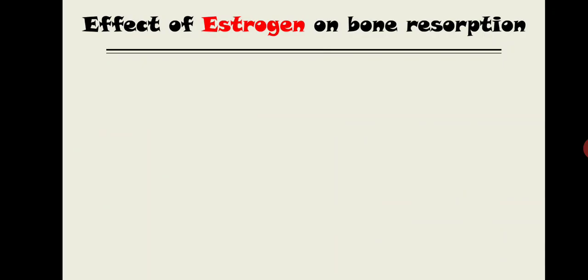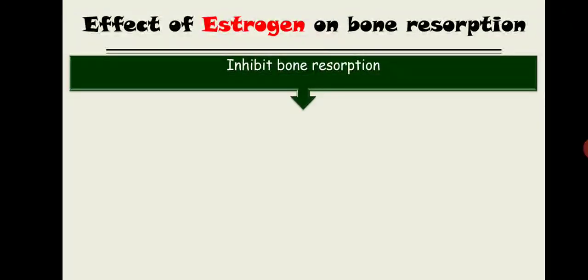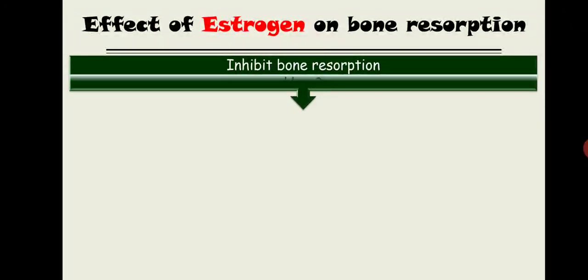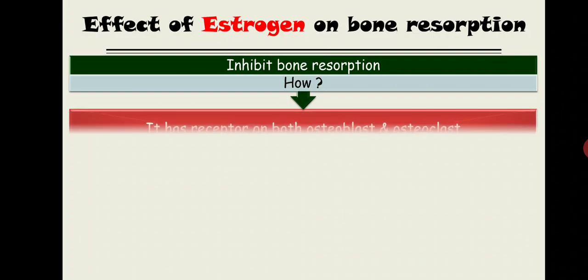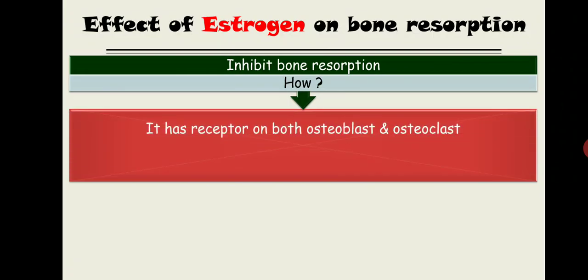Now here's the interesting thing: the effect of estrogen on bone resorption. Many examiners are very much interested in the effect of estrogen on bone resorption, so I made a separate slide for it. From the previous slide you might remember that estrogen is going to inhibit bone resorption. How will it inhibit bone resorption? Let's discuss that. Estrogen has receptors on both the osteoblast and the osteoclast.